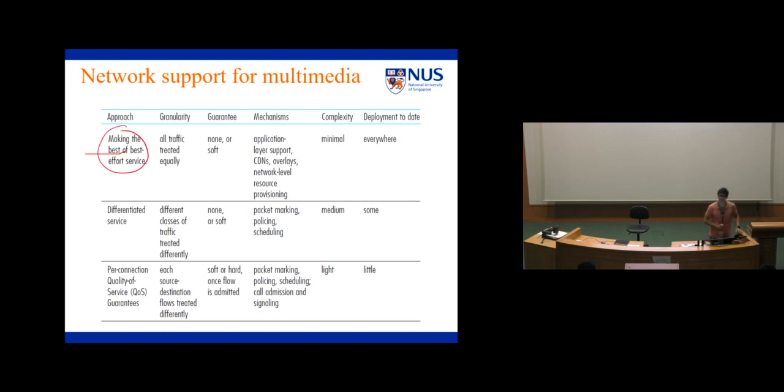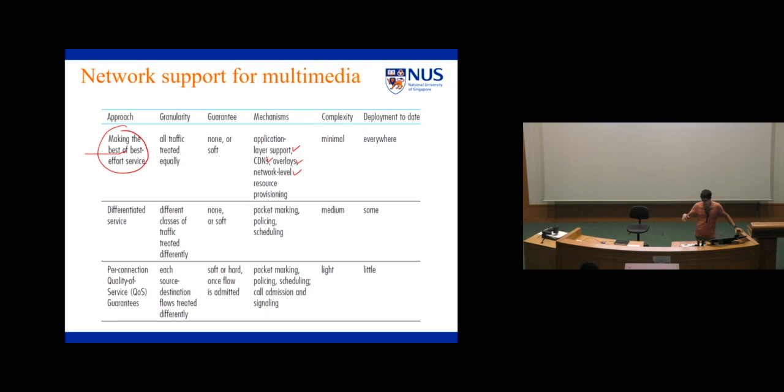So this is the most common approach today we take in most of the internet. We treat all traffic equal, be it media or your web browsing. There is no guarantee provided by the network itself. Yes, your application layer, your applications can provide some guarantees, but not the network. So all the support is at the application layer level, such as using CDNs, overlays. Perhaps you can do some network level resource provisioning. You can allocate resources based on demand, such as in the case of CDN, right?